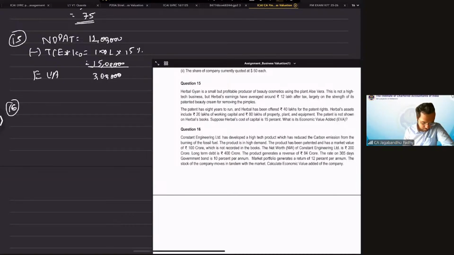Sir, but in the answer in the study material, the patent is also taken. Patent is taken? One second. There is no high tech business, but it averaged 12 lakh. Okay, so it is having this patent, on the strength of the patented beauty cream. So the patent has a life of 8 years to run and it has been offered 40 lakhs. Ideally we should take whatever money has been spent to acquire the patent, but since that has not been given, we'll have to take this because it is there in the books of accounts.